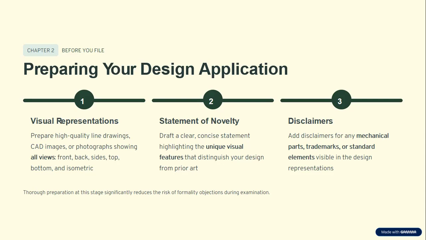Then draft the statement of novelty very clearly, highlighting the unique visual features of the design and how far that distinguishes your design from the other one. And if there is any disclaimer, add the disclaimer for any mechanical part, trademark or standard elements visible in the design representation. So these are the main things to be done during the preparatory stage.